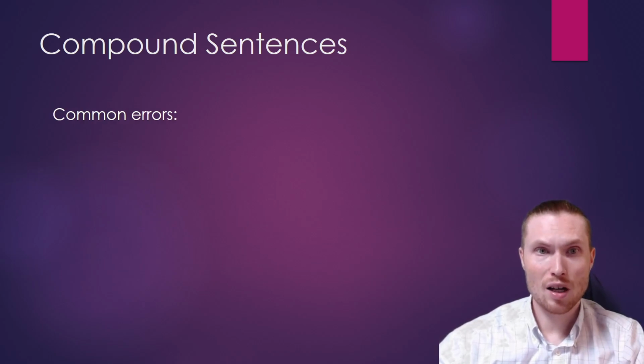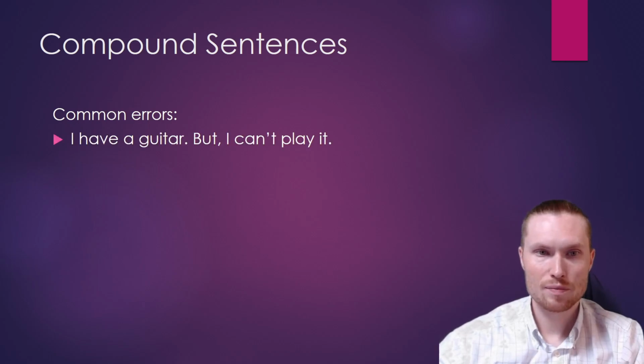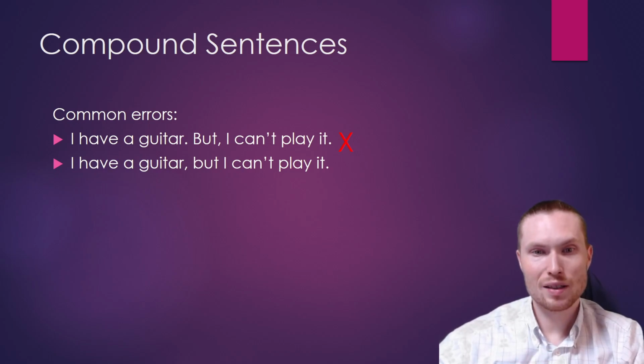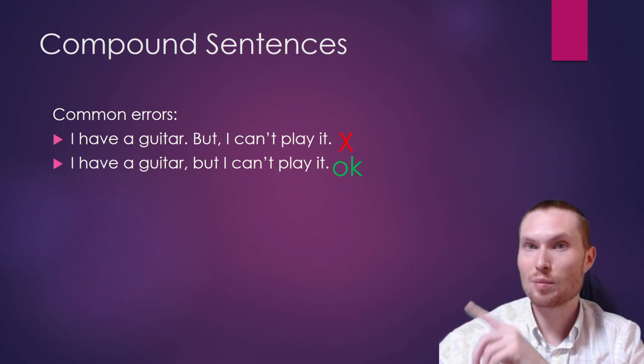Now let's talk about some common errors with compound sentences. I see these mistakes all the time. I have a guitar. But I can't play it. So this is not right. There's a problem with the punctuation. Remember, punctuation means commas and periods in this sentence. Here we go. I have a guitar, but I can't play it. This is correct. Remember, there must be a comma before but. So but should not be at the beginning of a sentence, like in this top example. Comma but is correct.